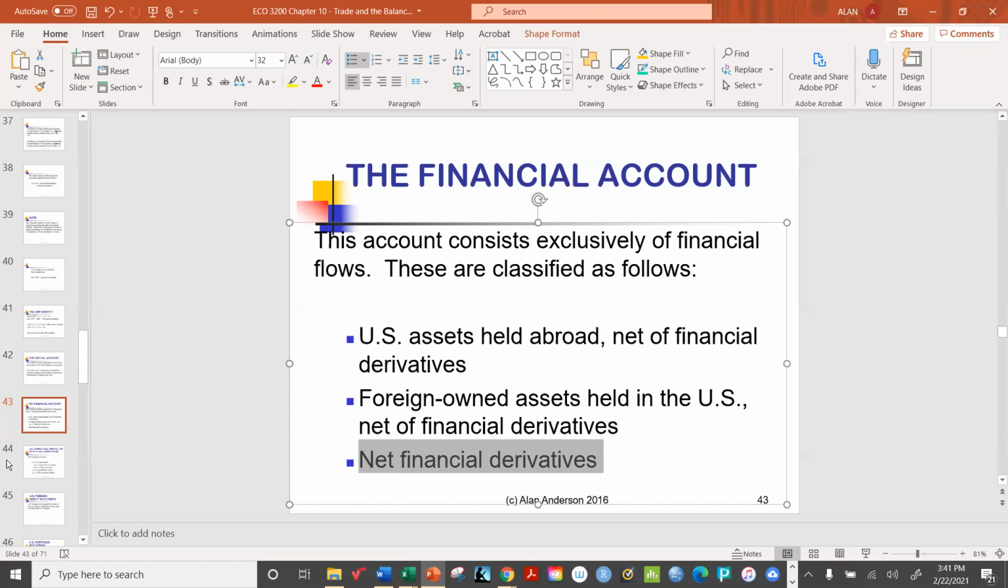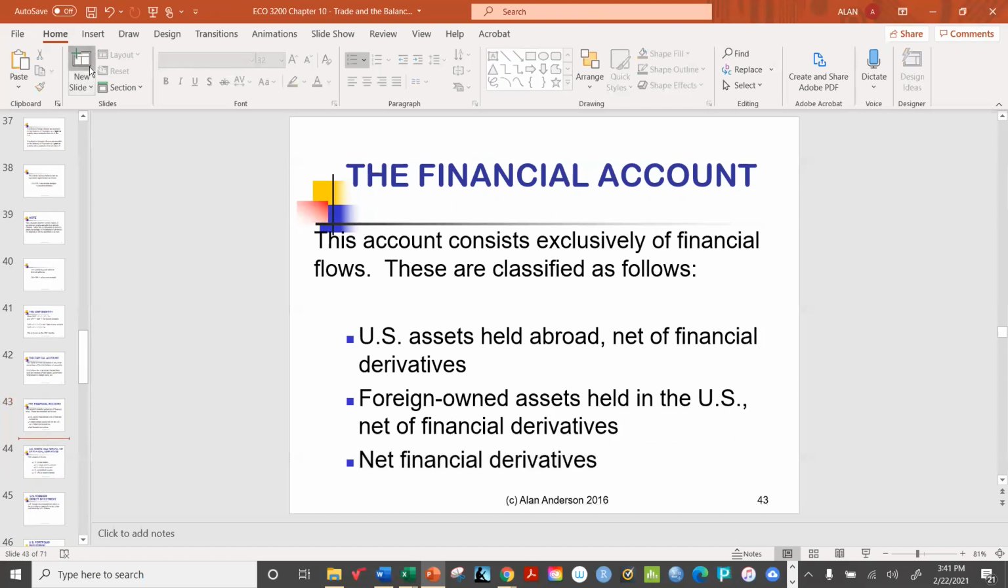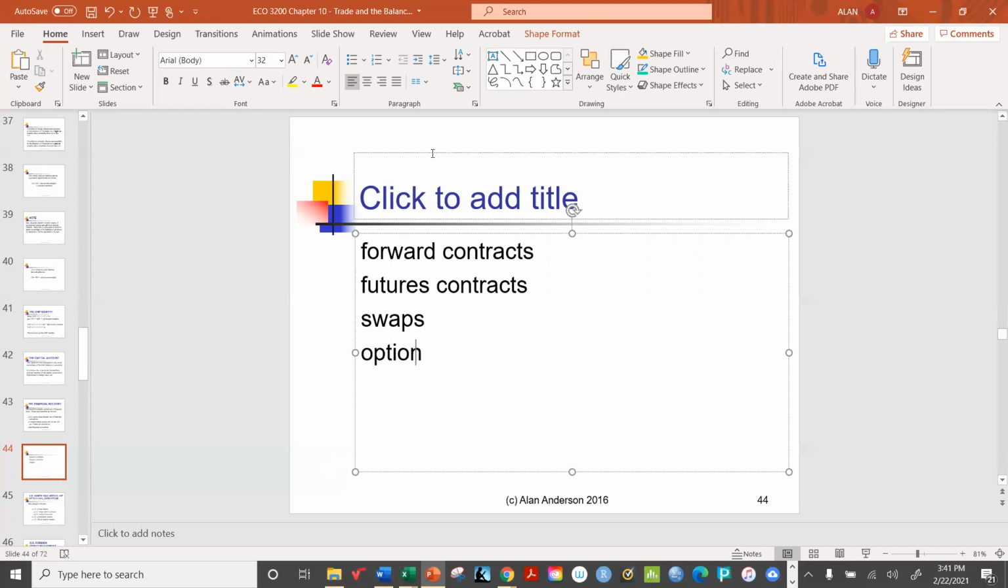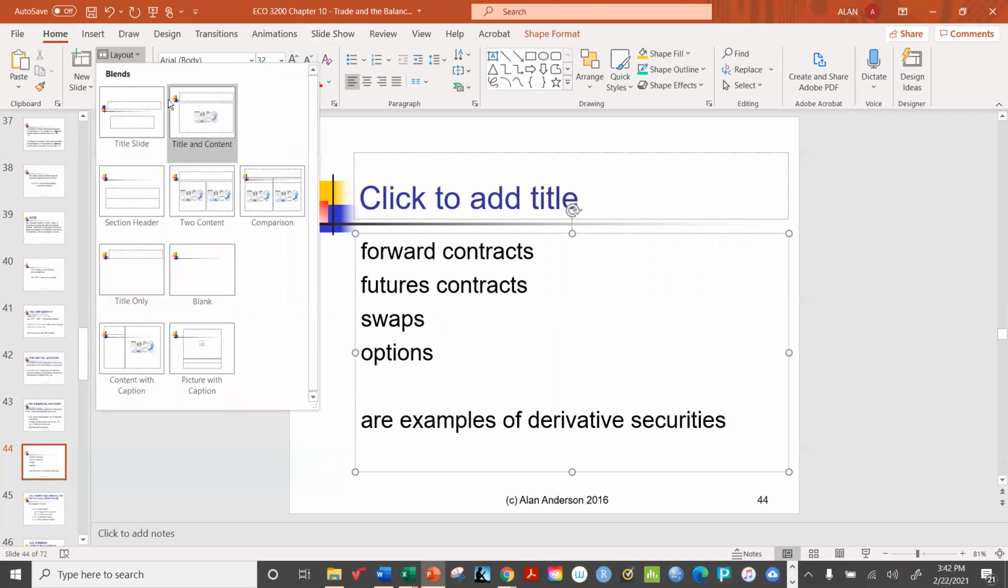Ooh, all right. Let me write down some of the names of some of these securities, and you let me know if you've heard of any of these. Forward contracts, futures contracts, swaps, and options are all examples of derivative securities. What are these things?